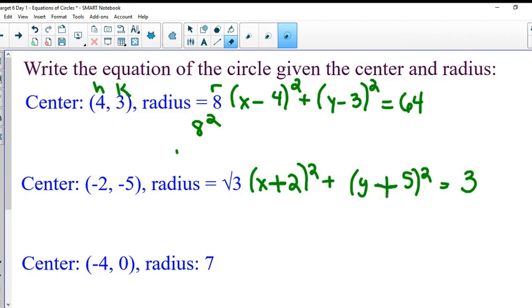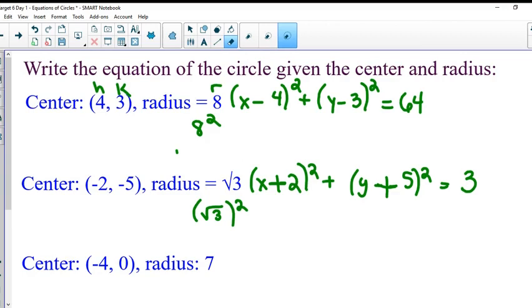Now, some of you may also be asking, how did the radius of square root of 3 turn into just 3? Well, when you square a square root, this is what's happening. You're taking the square root of 3 and you are squaring it. Those operations actually undo each other. So the squaring cancels out the square root, which is how we just have the 3 left over.